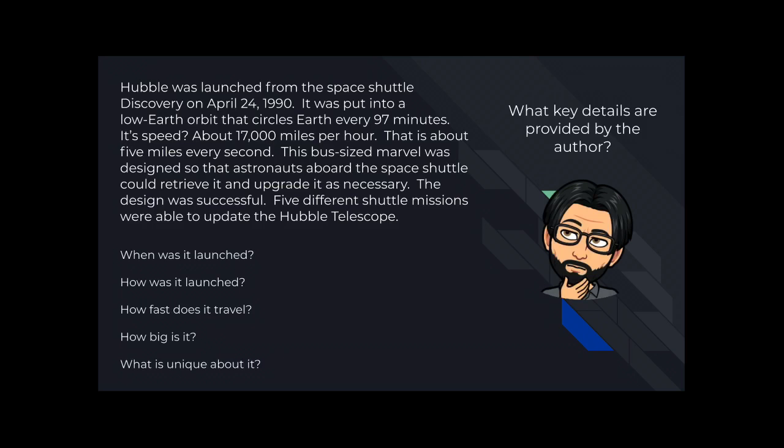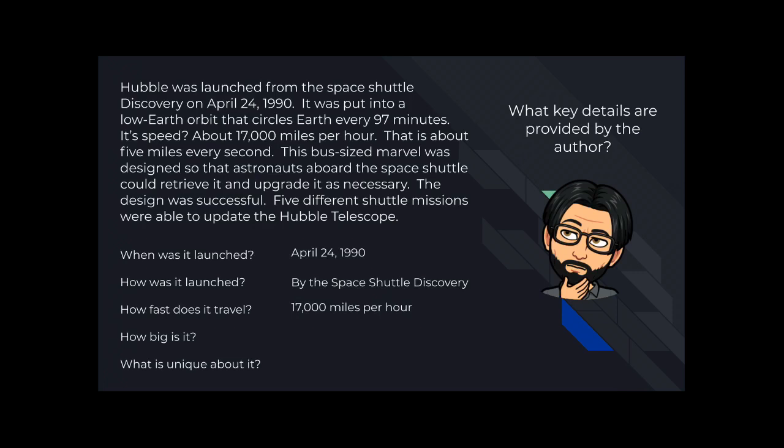Well, we see in the very first sentence that the Hubble telescope was launched on April 24th, 1990. How was it launched? Once again, in the first sentence, we see that it was launched by the Space Shuttle Discovery. How fast does it travel? Well, the author directly gives us this information as well, about 17,000 miles per hour.